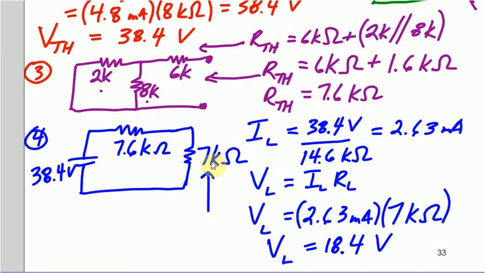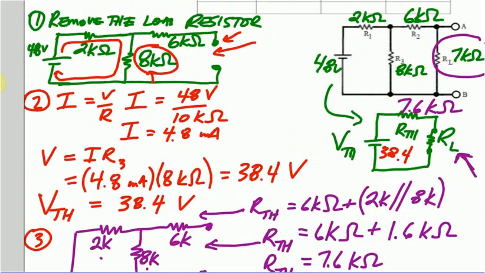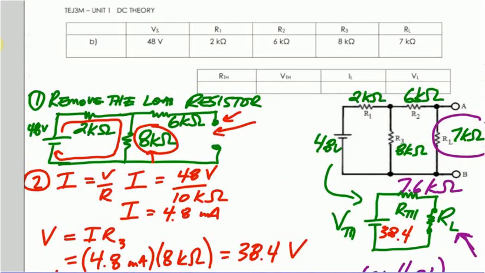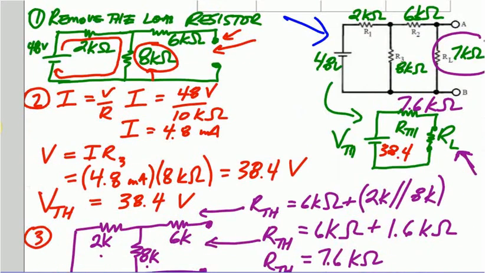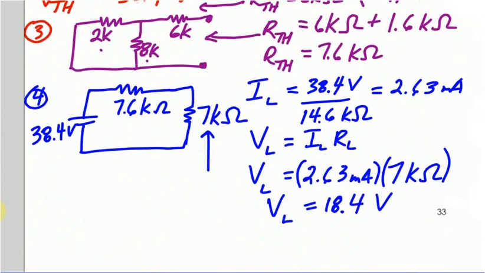And again, the reason why we did that is it's much easier than trying to determine it in this circuit here, where we have a much more complex circuit. Much easier if I had the Thevenin equivalent, which is this one right here. I can determine the load voltage much easier.